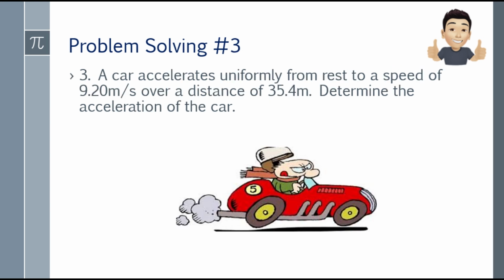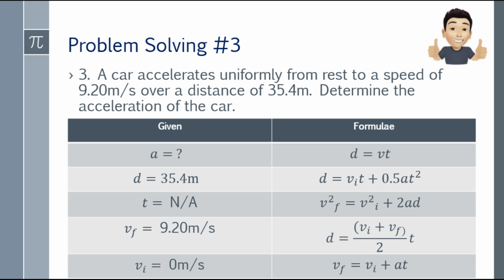Next one. A car accelerates uniformly from rest to a speed of 9.2 meters per second over a distance of 35.4 meters. Determine the acceleration of the car. So again, first step, list all the given and the formulas. Acceleration natin ang hinahanap, so question mark siya. We have the displacement of 35.4 meters. And yung time, not applicable. Hindi siya given at hindi rin siya hinahanap. Final velocity mo is 9.2 meters per second. And the initial velocity is 0 meters per second.